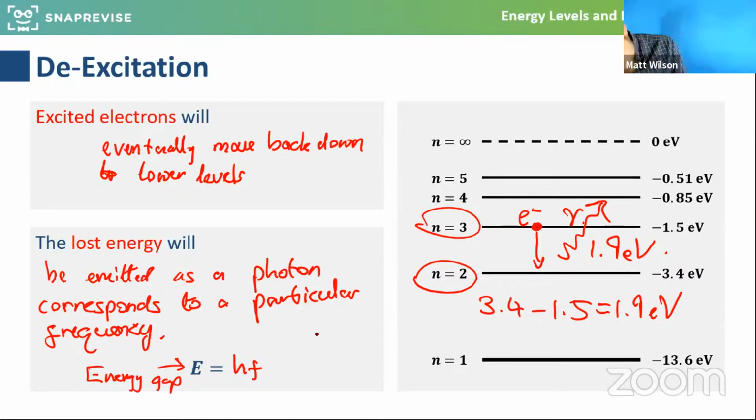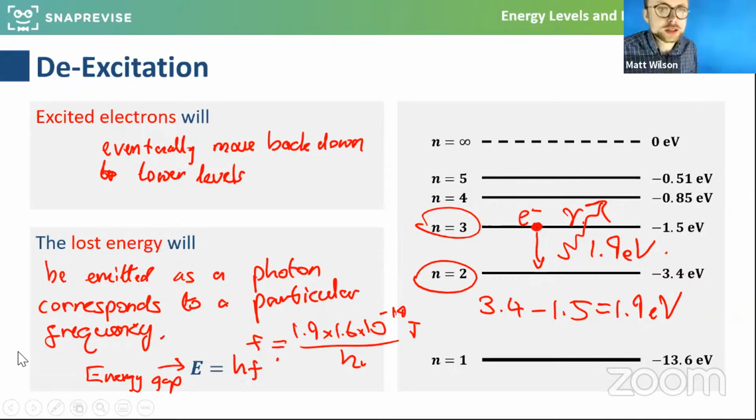So we can find out the frequency of this photon, which in this case would be 1.9 times 1.6 times 10 to the minus 19 to convert it into joules. That would be the energy, and then dividing by Planck's constant, that would give us the frequency of this photon.